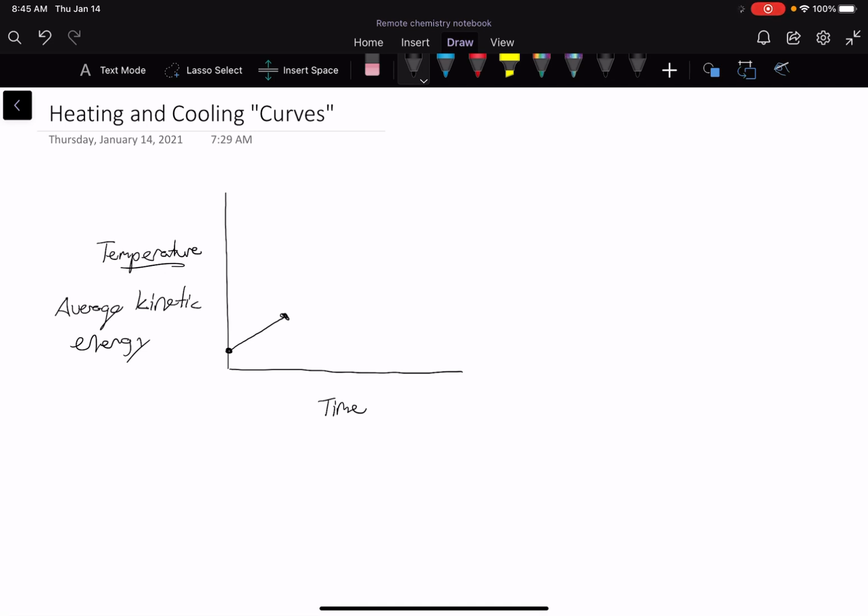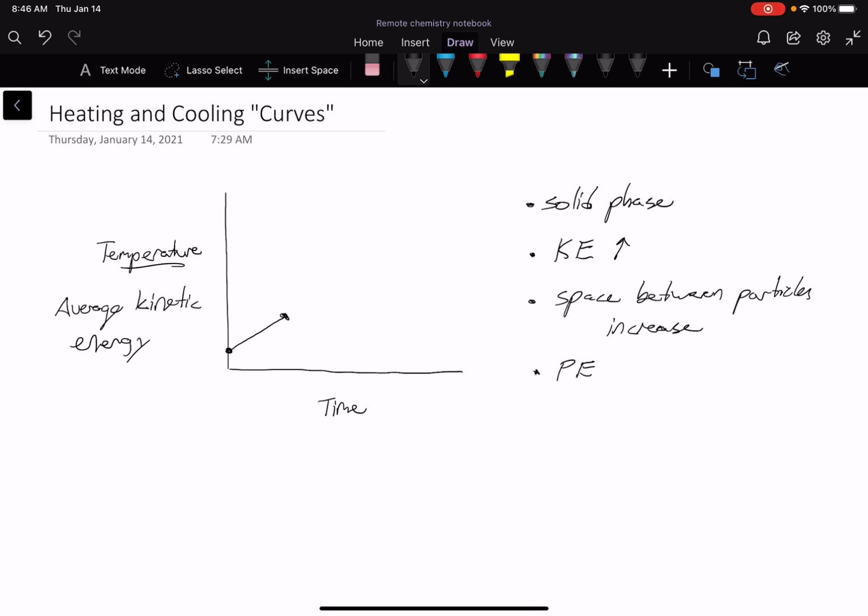We can say that we're in the solid phase, so we haven't started melting yet. During this time period, our average kinetic energy, which I'm going to abbreviate using KE, is increasing, and so the particles are moving faster. As these particles are moving faster, the space between them starts to increase, and because of that, our potential energy, which I'm going to abbreviate using PE, will also increase.